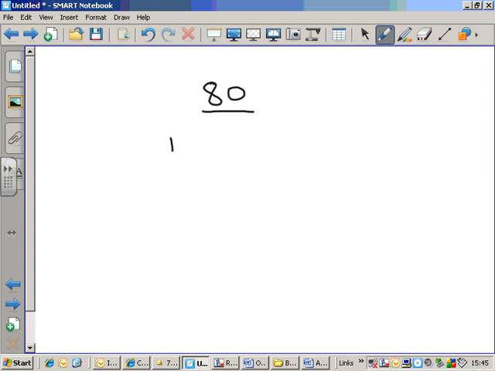Start with 1. 1 times 80 is 80, isn't it? So 1 and 80 are both factors of 80, they're both going exactly. 2, well, yeah, it's an even number, isn't it? Half of 80 is 40, 2 goes exactly, so 2 and 40 are factors of 80.